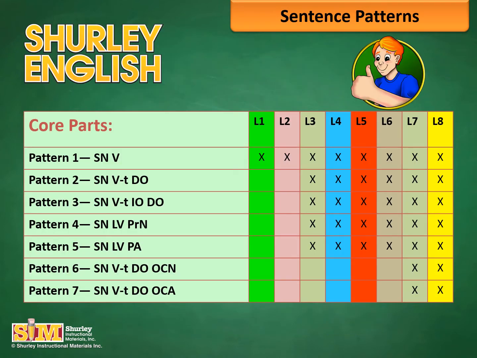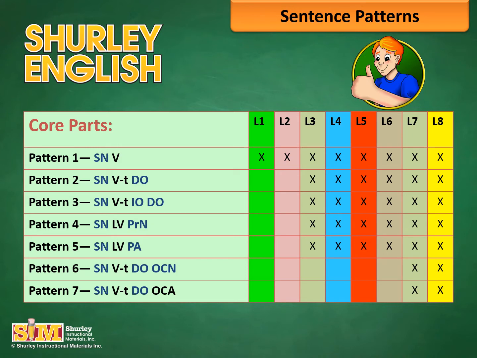The number of possible word combinations to create sentences is almost limitless, but there are a limited number of sentence patterns. Shurley English teaches 7 sentence patterns. Let's take a closer look. A sentence pattern is the pattern or order of the core parts of the sentence. This chart illustrates the core parts of each sentence pattern and the level where each pattern is introduced and reinforced.